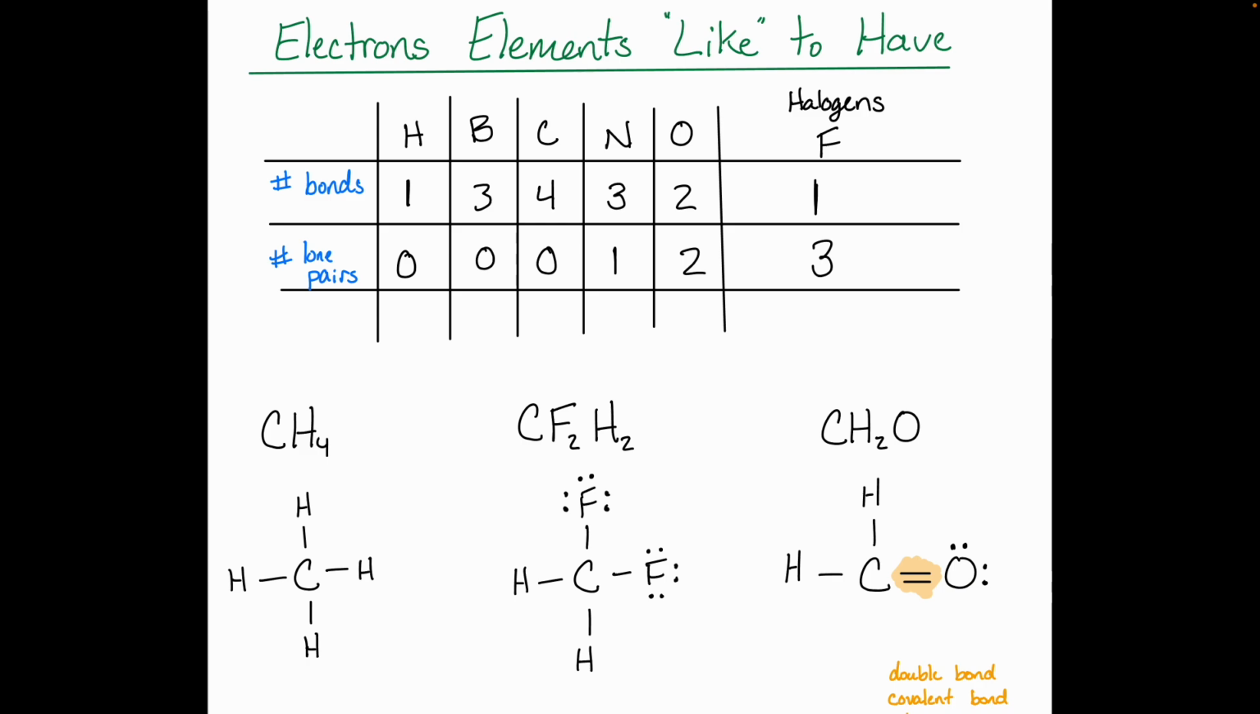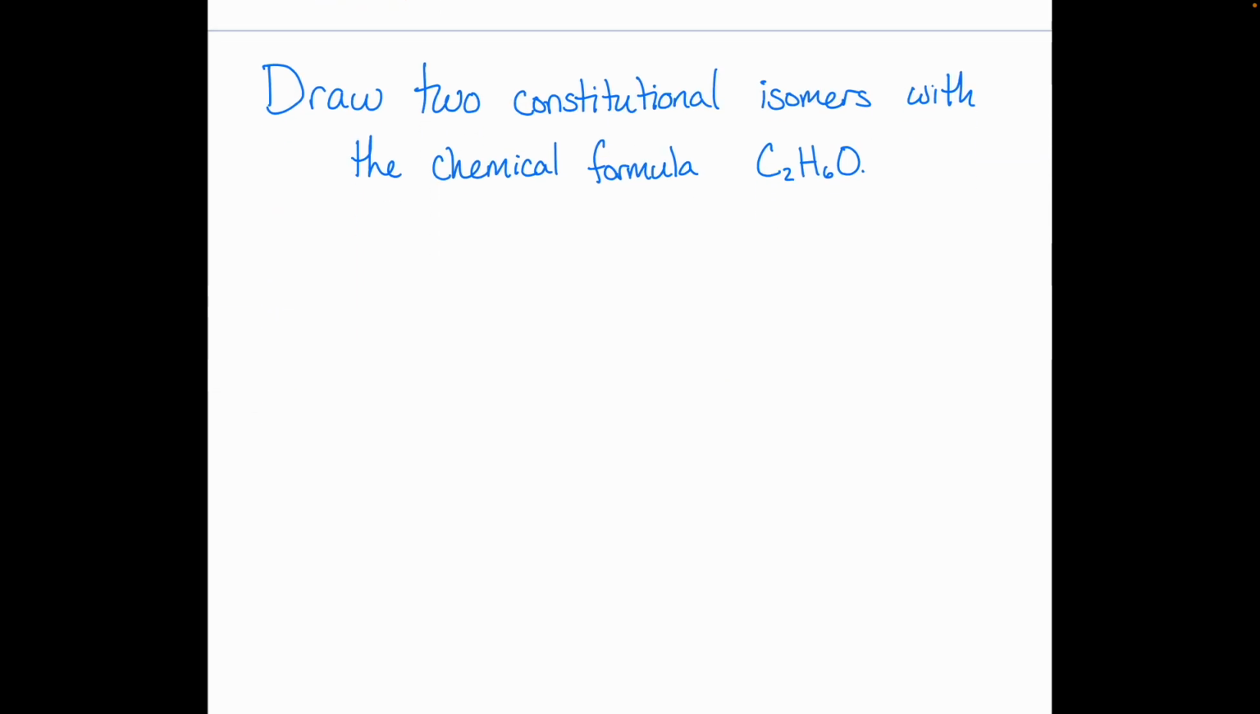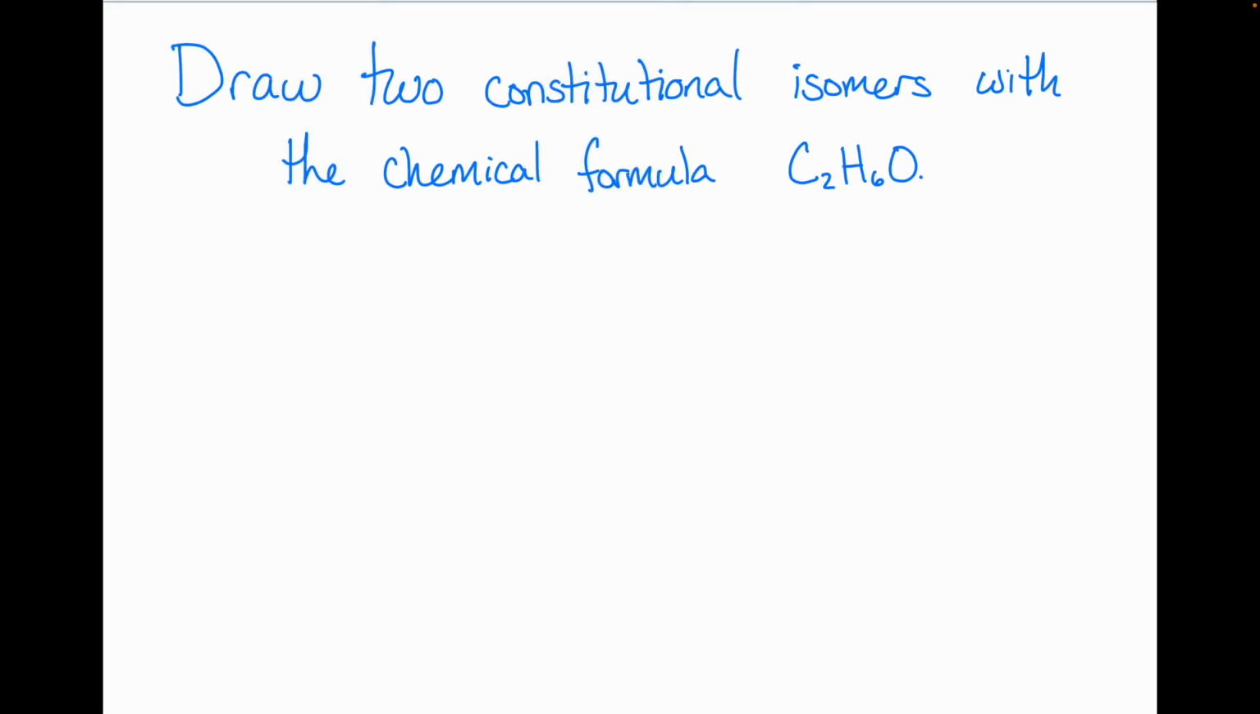It doesn't have to just be the small ones you learn how to do in general chemistry, but even larger ones as well, okay? So I want you to see if you can draw me two constitutional isomers, two distinct structures that share the same chemical formula, C2H6O.